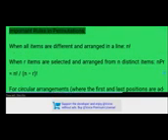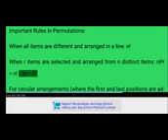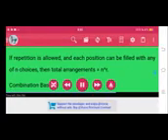Important rules in permutations. When all items are different and arranged in a line, the number of arrangements is n factorial. When r items are selected and arranged from n distinct items, nPr equals n factorial over (n minus r) factorial. For circular arrangements where the first and last positions are adjacent, the number of arrangements equals (n minus 1) factorial.